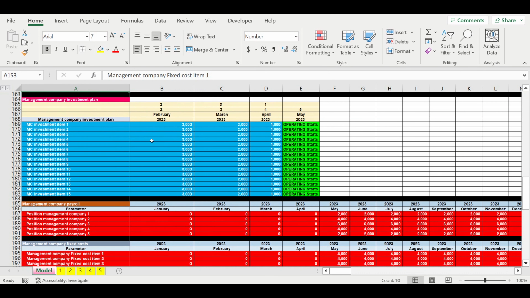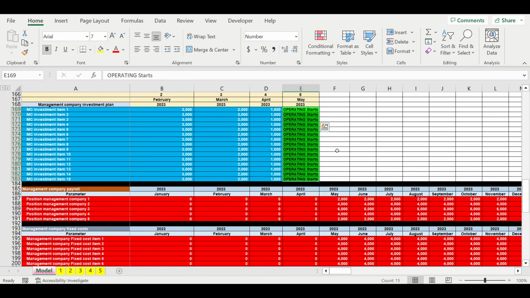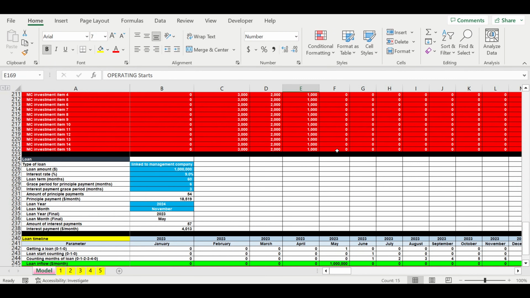Then we have the investment plan for the management company. These are the investment plan items, and here are the values of how much we invest and when we invest before we start operating activity. Then we move to the loan.